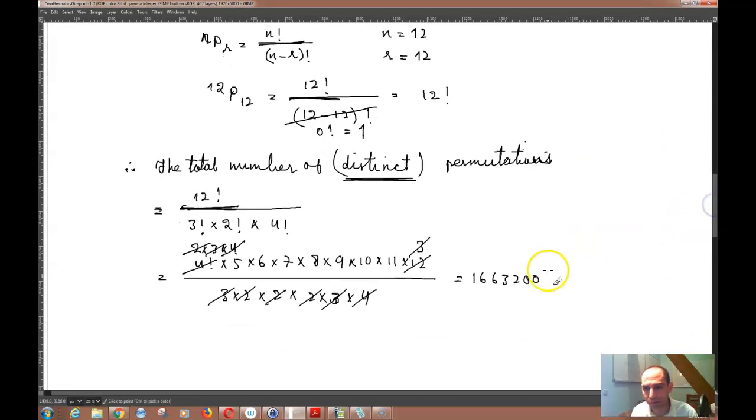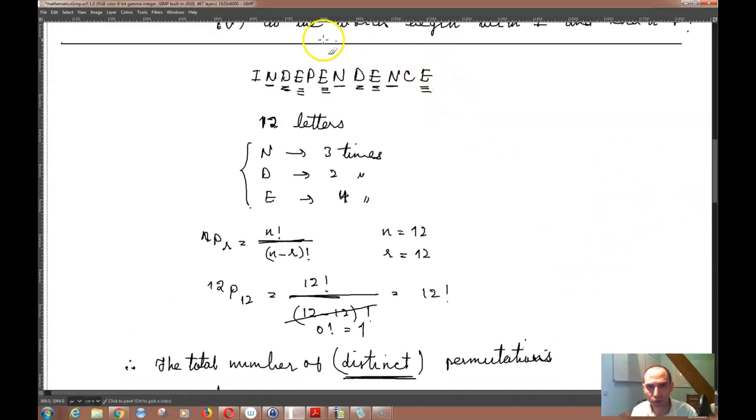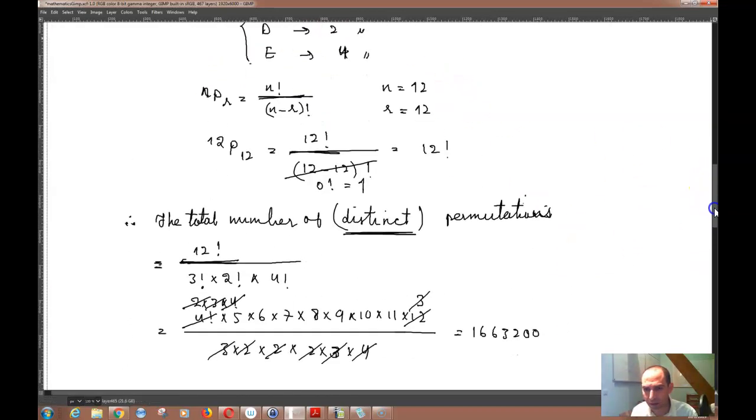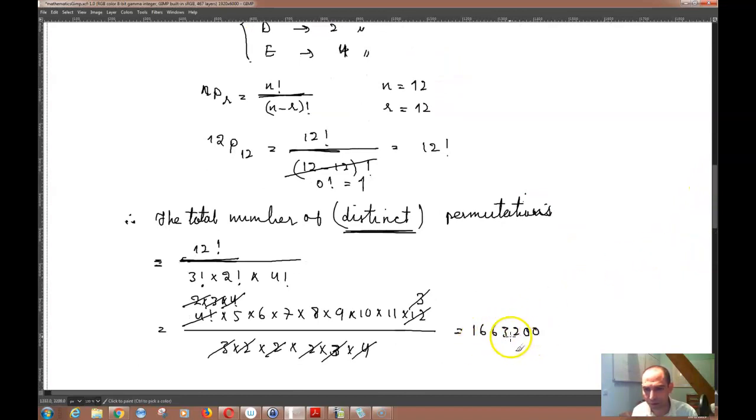So the different permutations related to the word independence is basically 1,663,200, which is exactly the right answer.